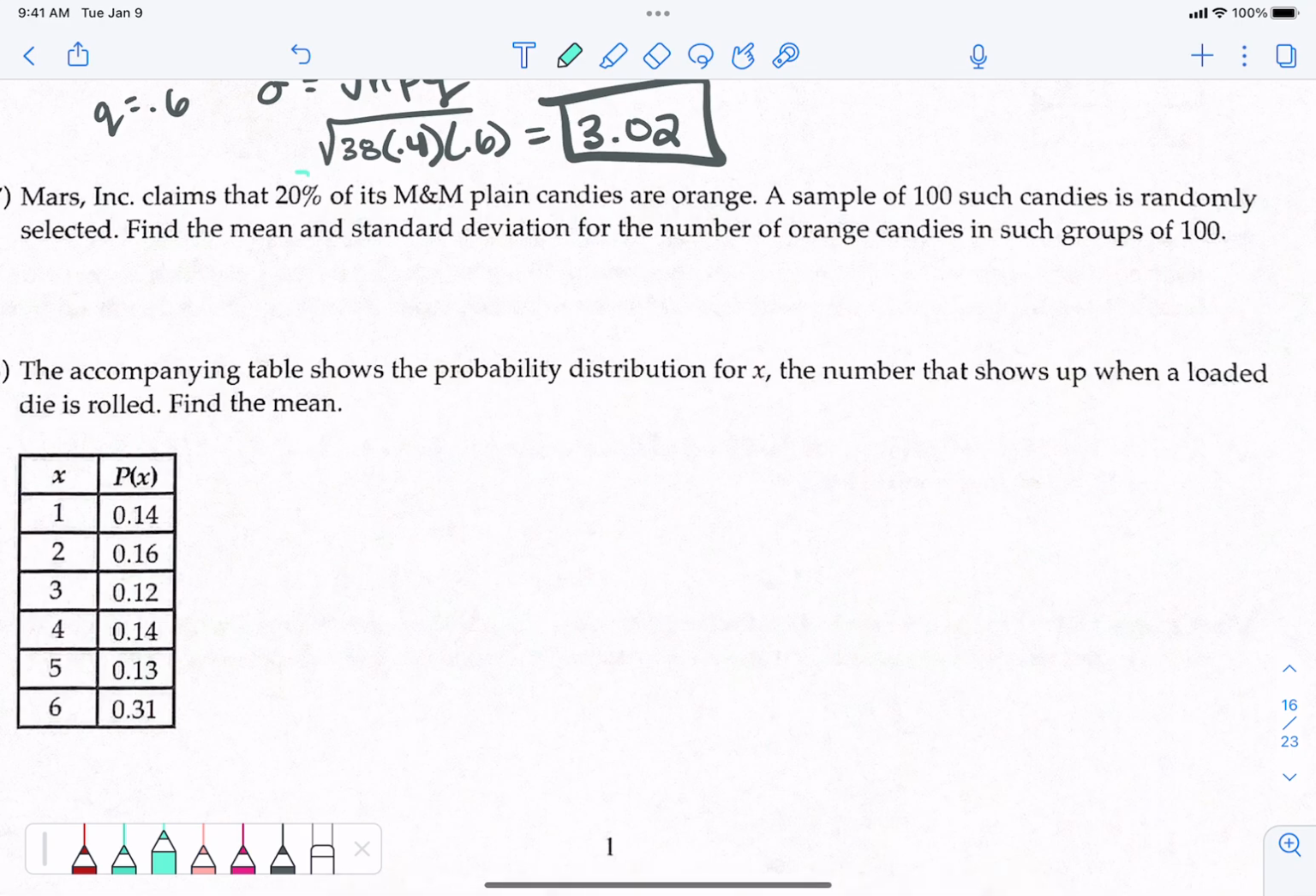Mars Incorporated claims that 20% of its M&M plain candies are orange. What's 20% orange? That sounds like a P. 0.2 is P, representing orange. Q then would be 0.8. That would be non-orange. 80% are non-orange.